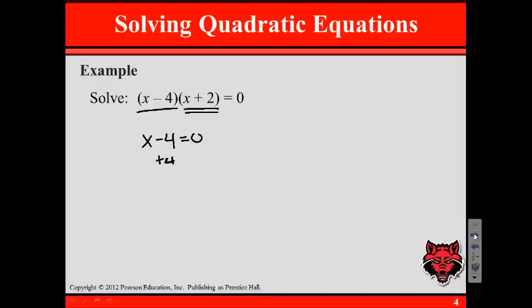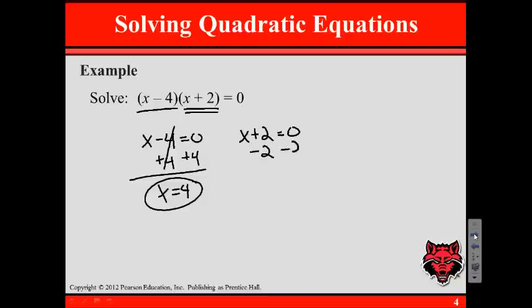We solve the resulting equation, so we add 4 to both sides. The 4's on the left side cancel. We're left with x equals 4. That's one possibility. We now set the second factor equal to 0. X plus 2 equals 0. Solving for x, we did this in module 2. The 2's cancel on the left-hand side, and we have x equals negative 2.